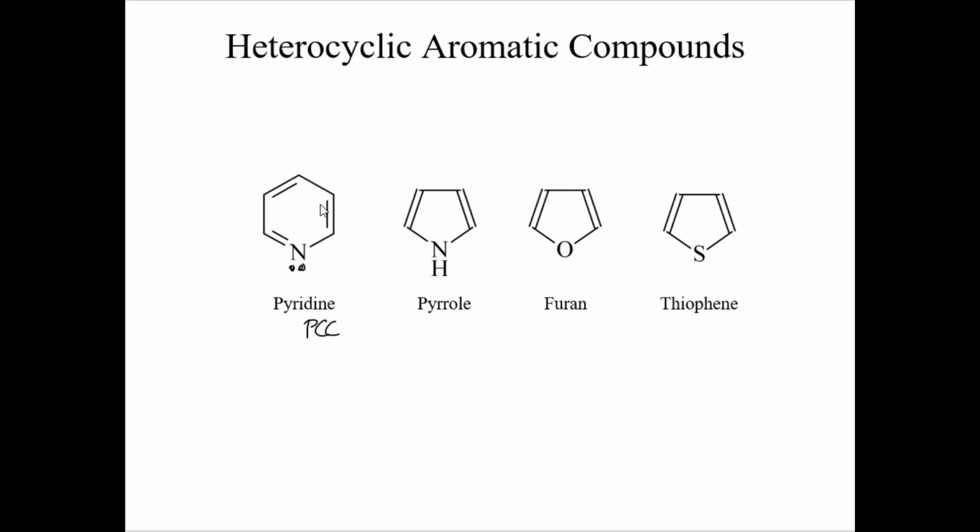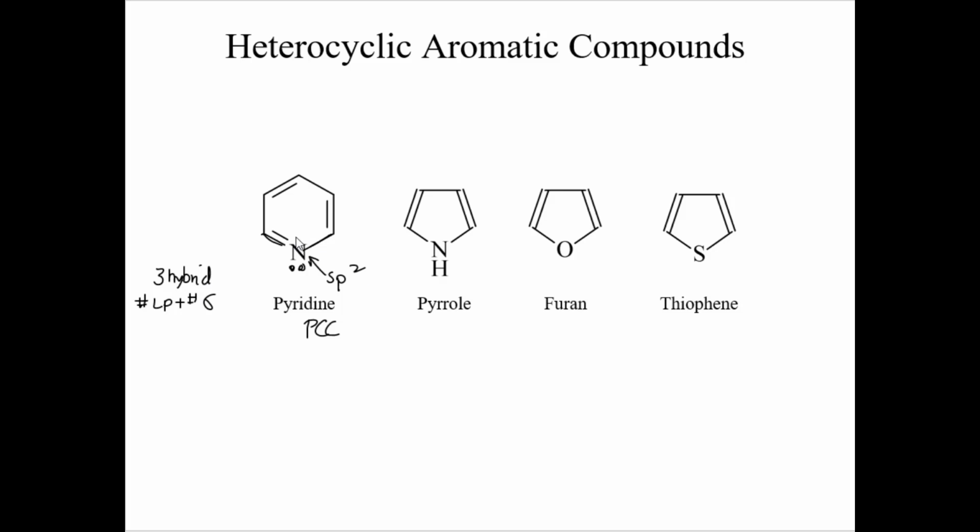But pyridine is aromatic. So in this case, this nitrogen is sp2 hybridized because it's got a double bond and it's got the single bond and the lone pair. Remember that sp2 means what? It means 3 hybrid orbitals, and how do we count hybrid orbitals? Hybrid orbitals come from the number of lone pairs plus the number of sigma bonds. So 2 sigma bonds, 1 lone pair, 3 hybrid orbitals, sp2 hybridized.